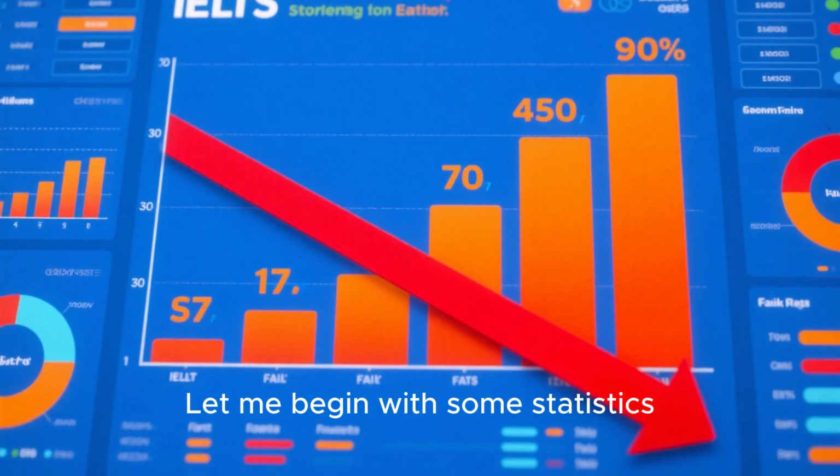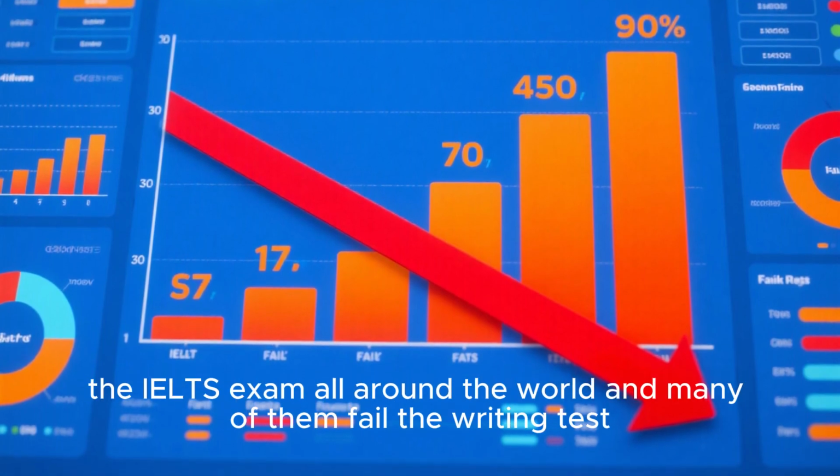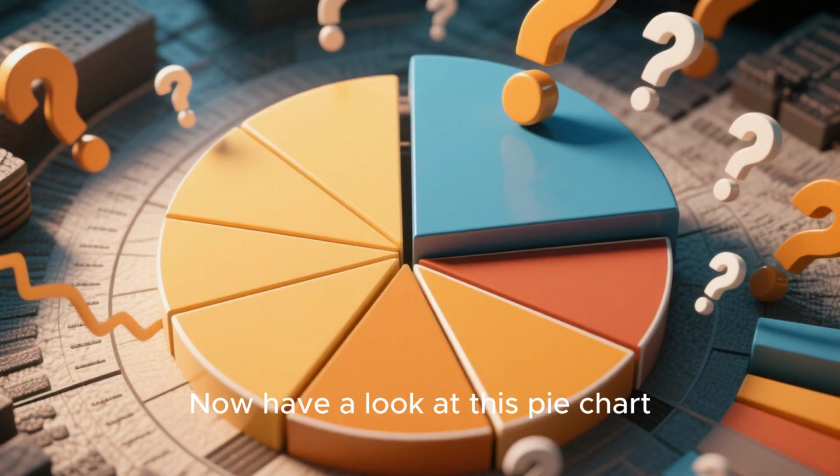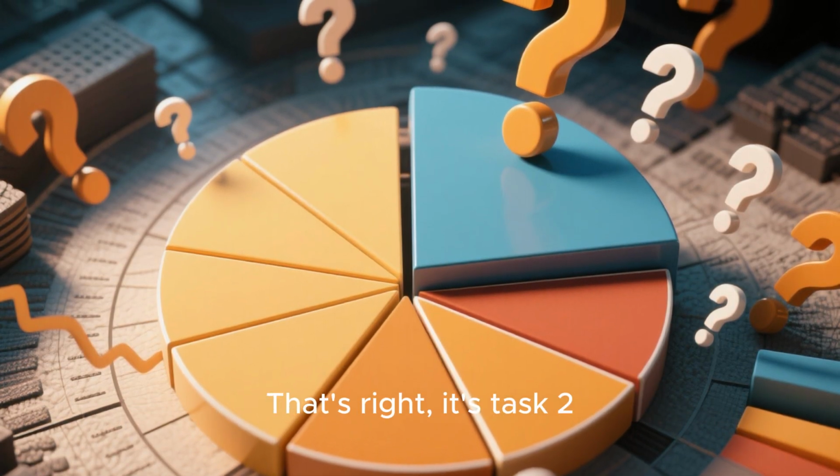Let me begin with some statistics. Every year thousands of students take the IELTS exam all around the world and many of them fail the writing test. Now have a look at this pie chart. Can you guess what the biggest problem is? That's right, it's task 2.